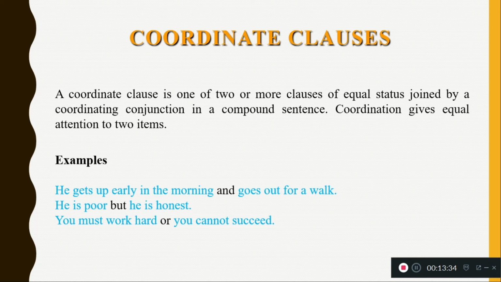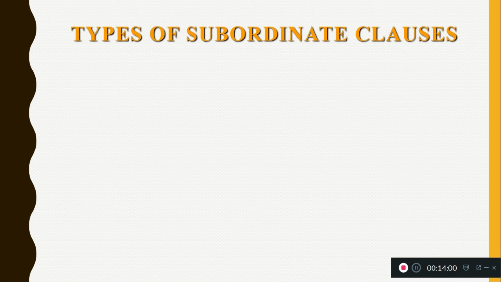Now, coordinate clause. A coordinate clause is each of two or more parts of a sentence, often joined by and, or, but, etc., that make separate statements that each have an equal importance. Look at the example sentences. In the first sentence, he gets up early in the morning and goes out for a walk are two coordinate clauses.